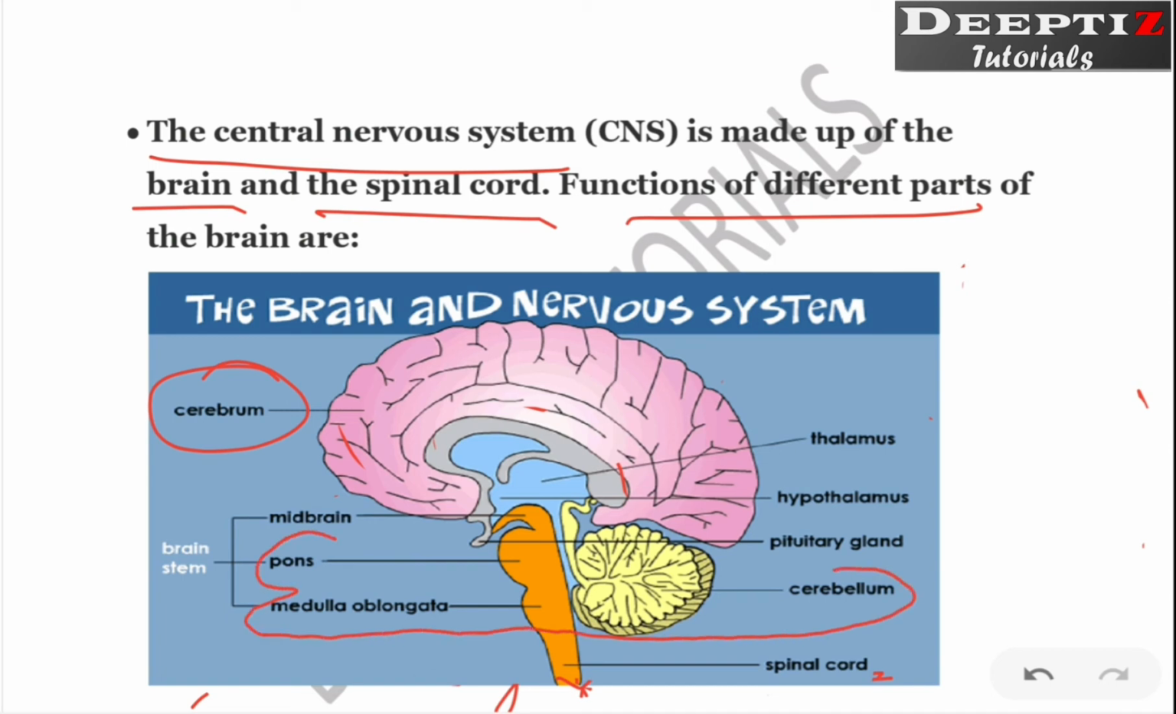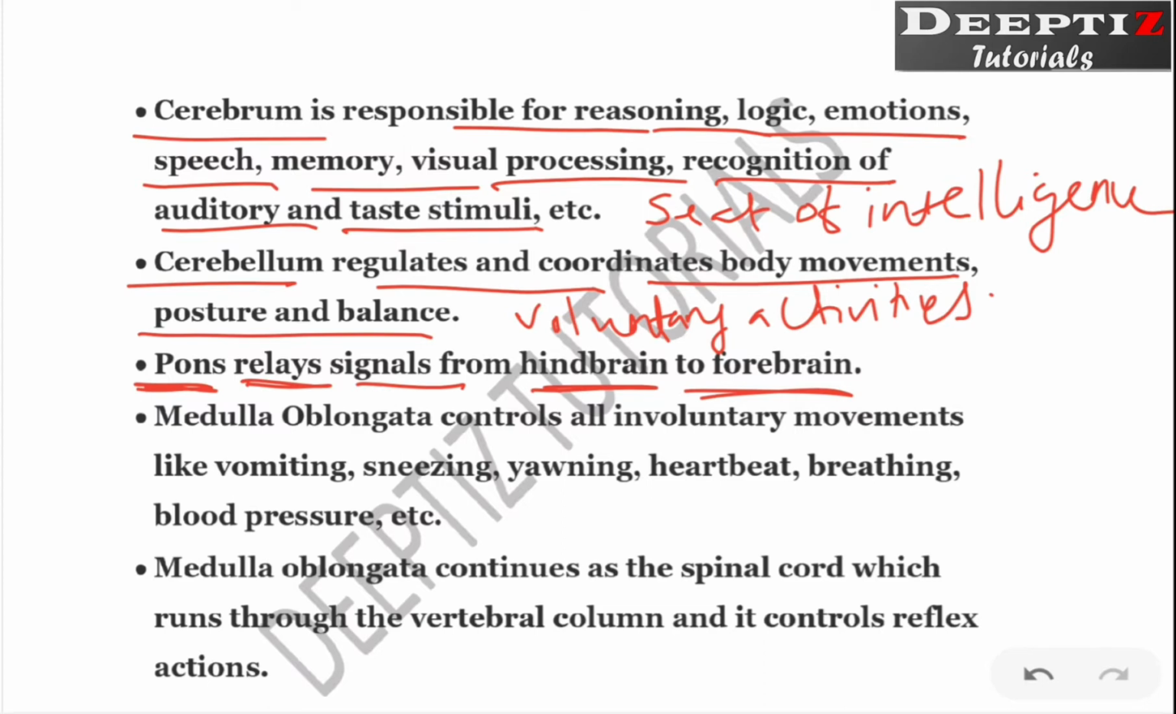Hindbrain includes cerebellum, pons and medulla oblongata. Whatever message is received by this hindbrain is received by the pons. Pons in turn transmits this to the forebrain, right? So the function of the pons is to receive and relay signals from the hindbrain to the forebrain.